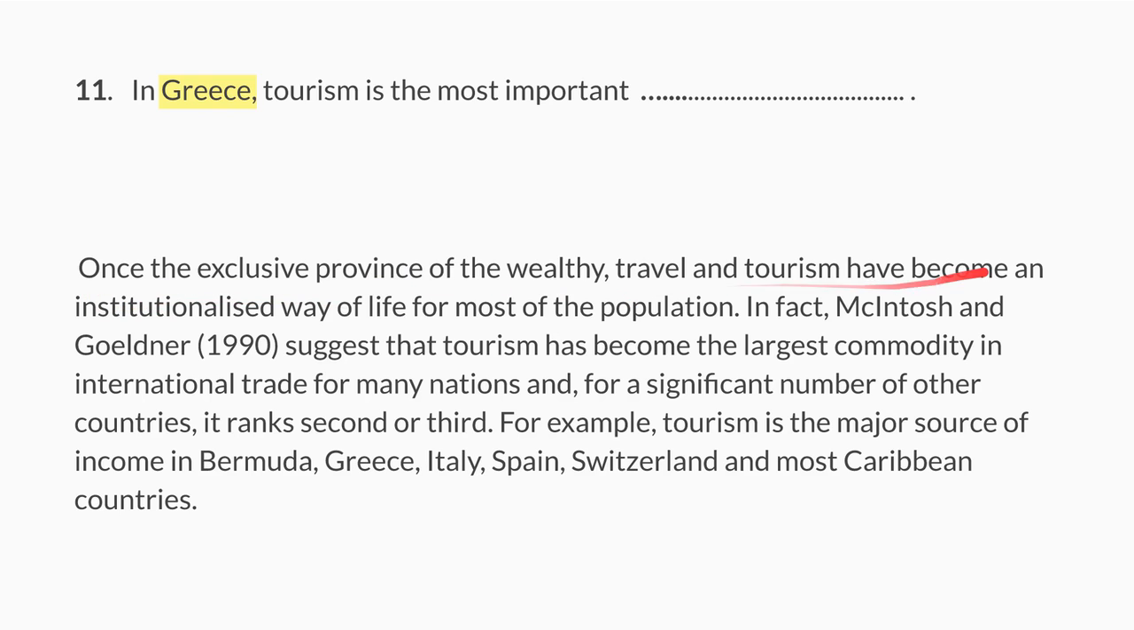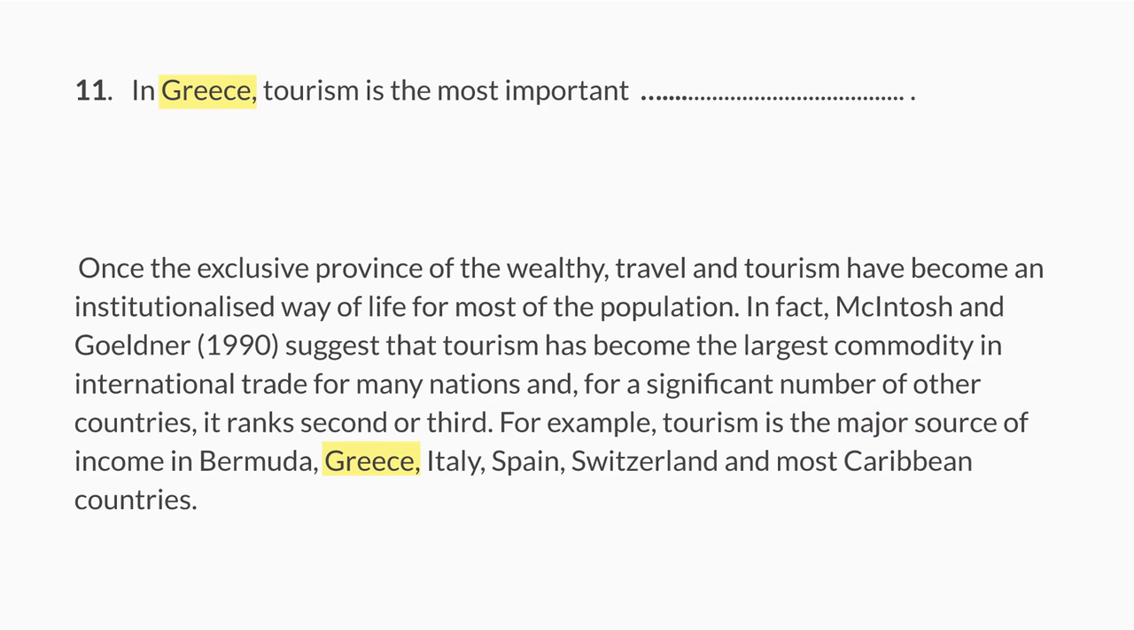Okay, I'm scanning. I am not reading each and every word. That is going to be a waste of my time. I'm only looking for the word Greece. Where is the word Greece? Okay, here. The word Greece appears right here. So I have now located my keyword.